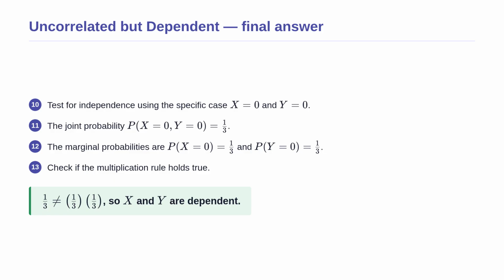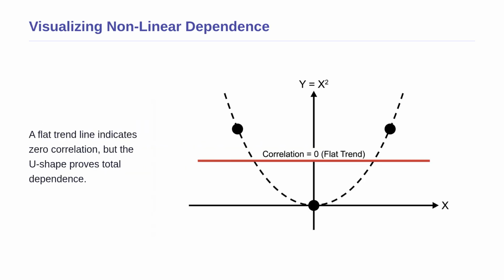Now, let us test them for independence using our multiplication rule for the specific case where x is 0 and y is 0. The joint probability is 1/3. However, the marginal probability of x being 0 is 1/3 and the marginal probability of y being 0 is also 1/3. Multiplying 1/3 by 1/3 gives 1/9, which does not equal 1/3. They are highly dependent. Let us visualize what we just calculated.